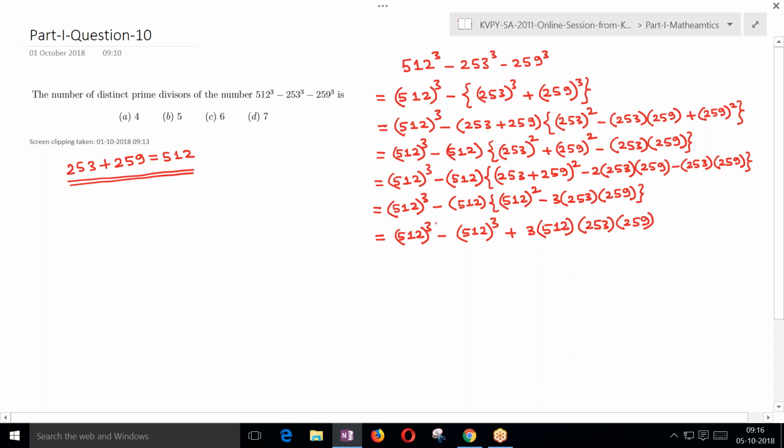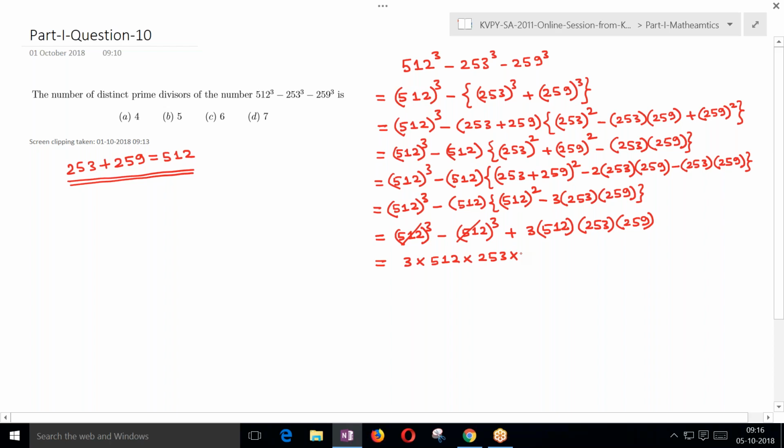So 512 whole cube, 512 whole cube got cancelled. So we get this is equal to 3 into 512 into 253 into 259. Now the problem becomes a little straightforward, that is how we can express this as a product of the prime factors. So as it is, 3 we are writing, because further dividing it into prime factors is not possible.